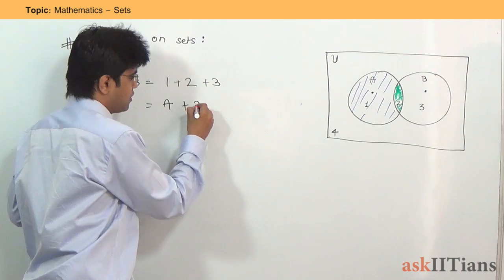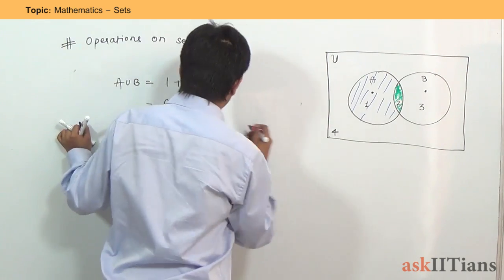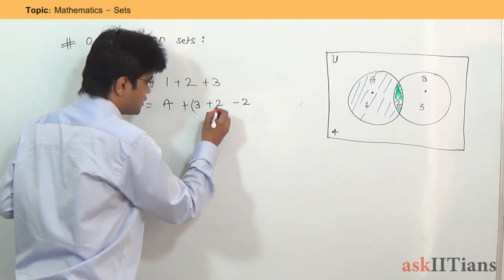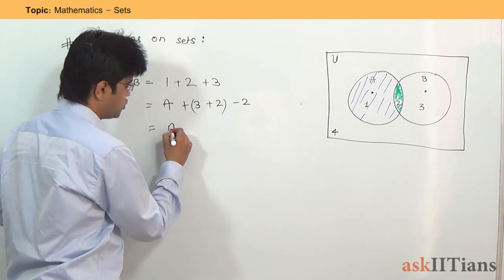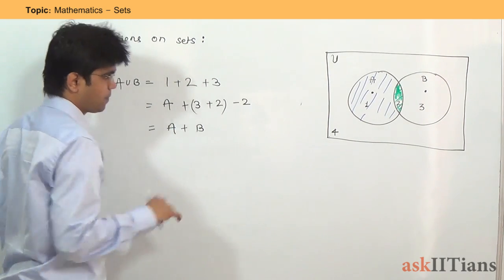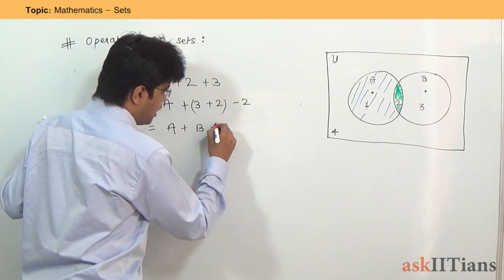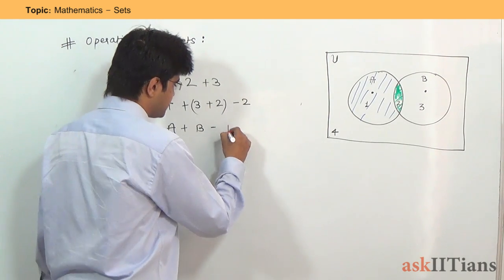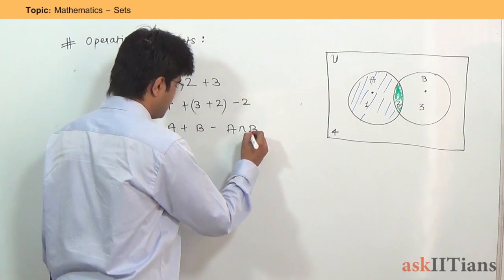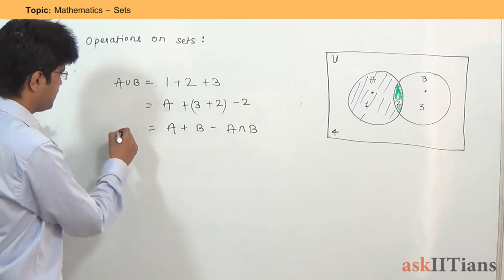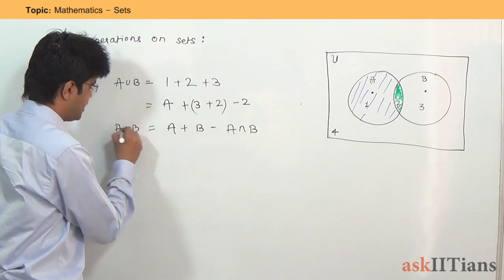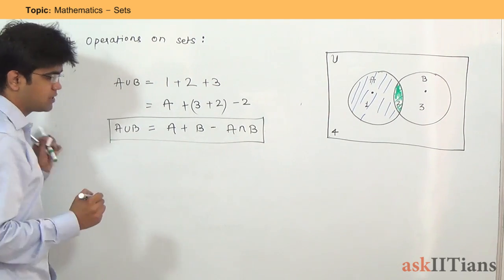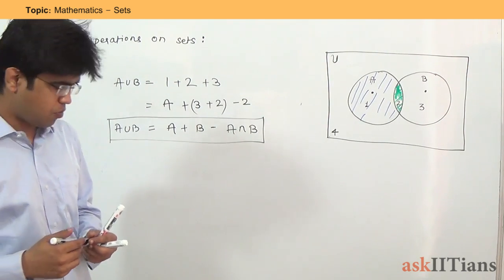Now there is 3. Let's say I add 2 and I subtract 2. So what is this 3 plus 2? 3 plus 2 is nothing but set B minus this area 2. This area 2 is actually common, so I can write it as A intersection B. So A union B we can write as set A plus set B minus A intersection B. This is a very important formula.